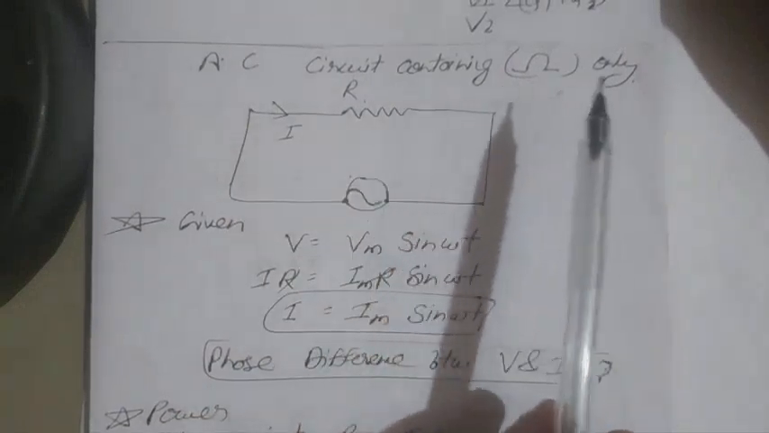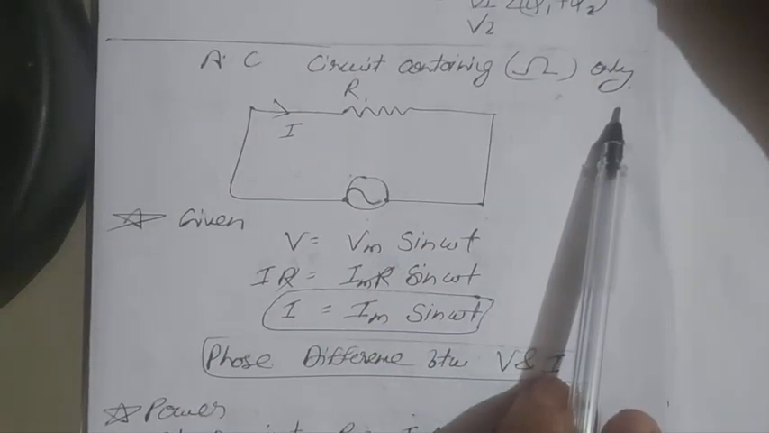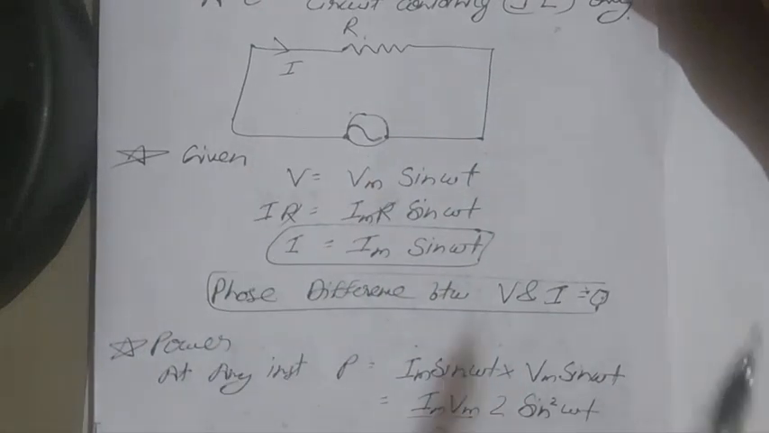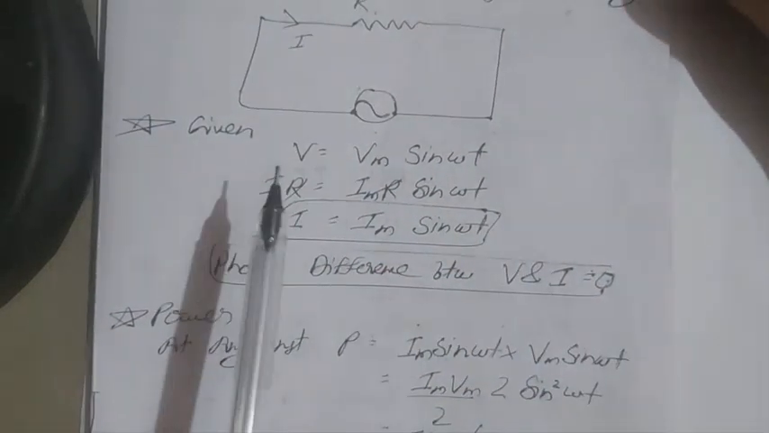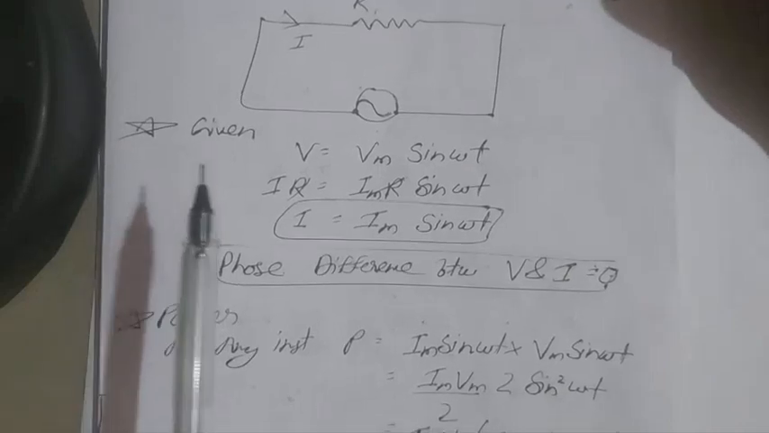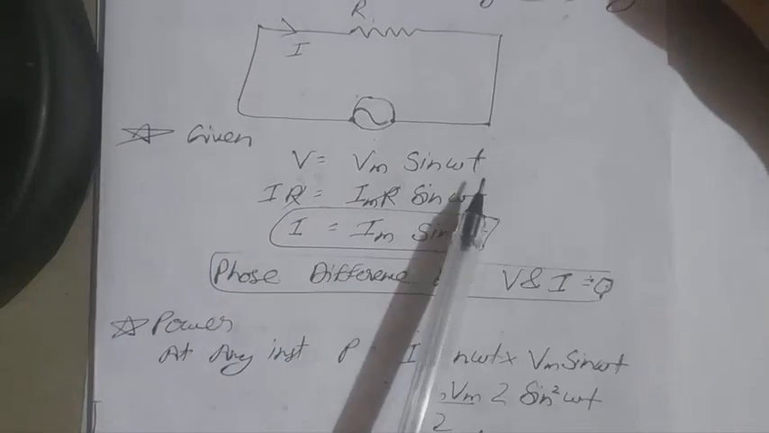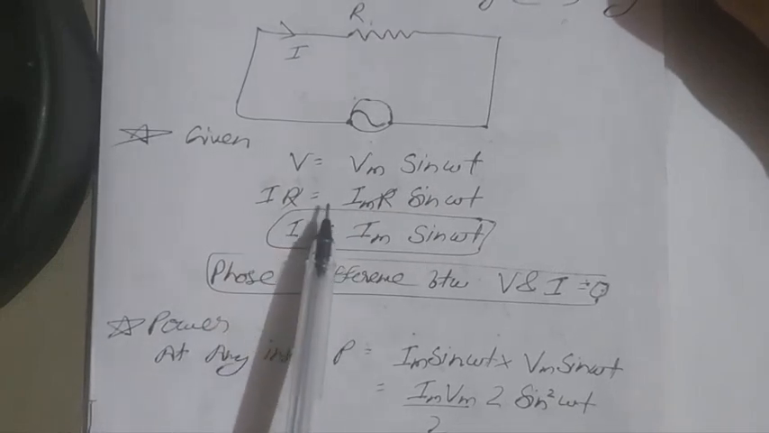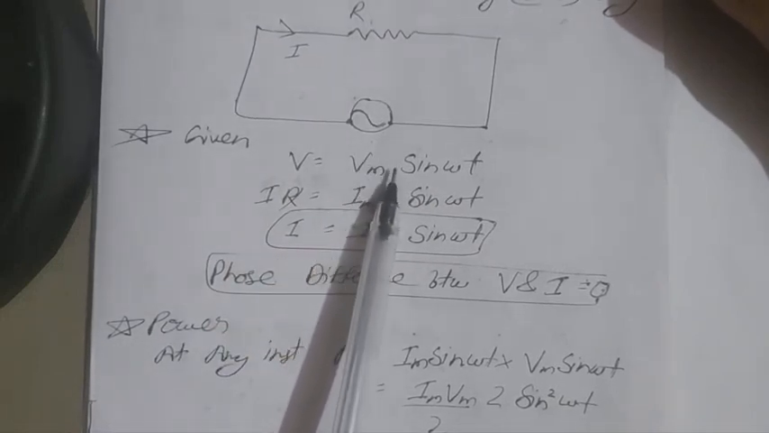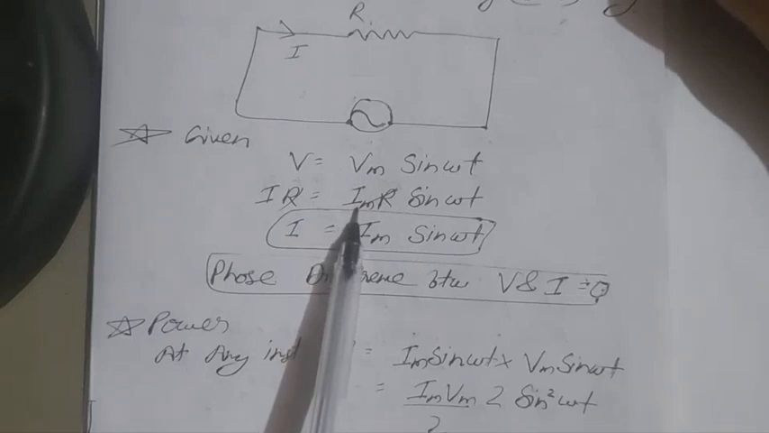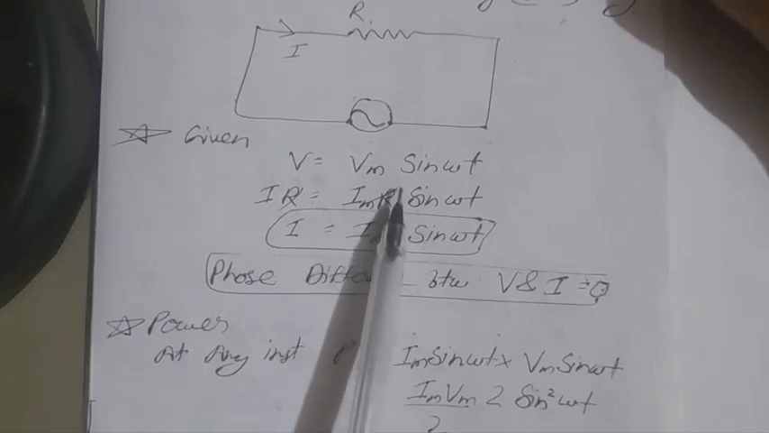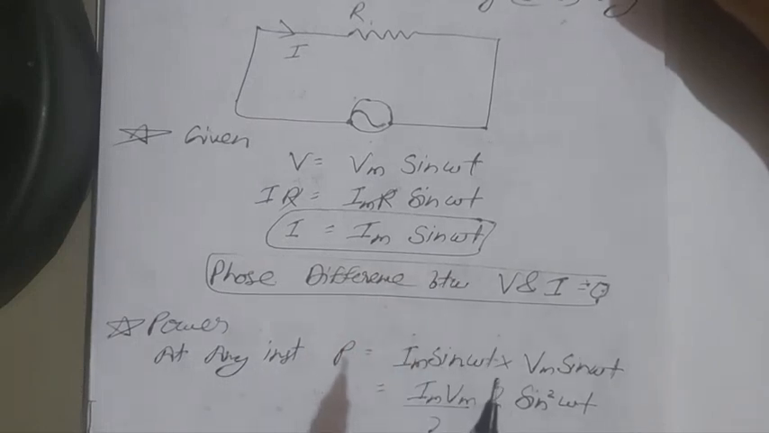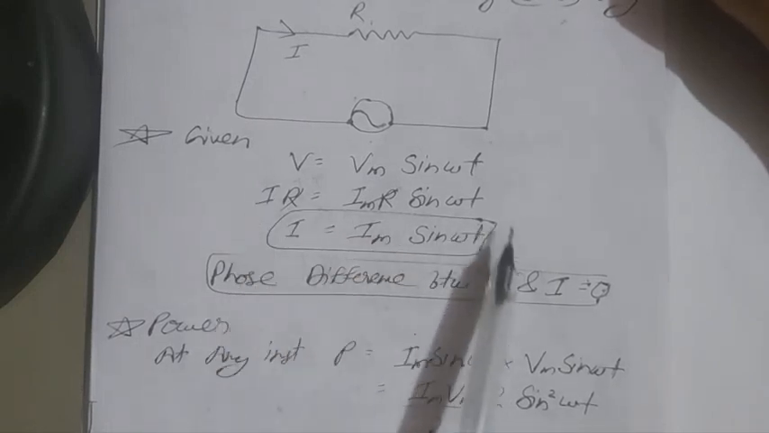AC circuit containing resistance only. So this is the rough diagram. तो हमें गिवन है कि जो साइनसोइडल AC वोल्टेज हमें मिल रहा है, V is equal to Vm sin omega t. We know that V is equal to IR by Ohm's law. Vm is the peak voltage, so Im is the peak current, Im R. R, R cancel, I is equal to Im sin omega t. We obtain the value of I.